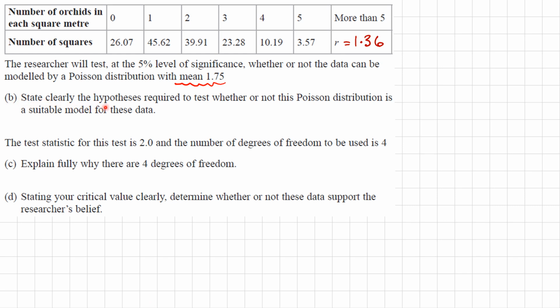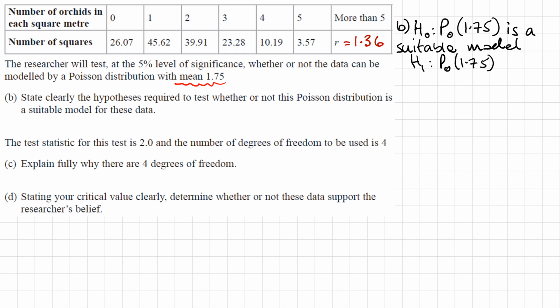Part B, state clearly the hypothesis required to test whether or not this Poisson distribution is a suitable model for these data. Now, whenever you do these chi-squared tests, it's the only time that you would write your null and alternate hypothesis using a sentence. So here we want to see whether the Poisson distribution with a mean of 1.75 is a suitable distribution. So H0, whenever we're testing against a distribution, will be that this is a suitable distribution. So Poisson 1.75 is a suitable model, and H1 would be that this Poisson isn't a suitable model. So I'll just put is not a suitable model.